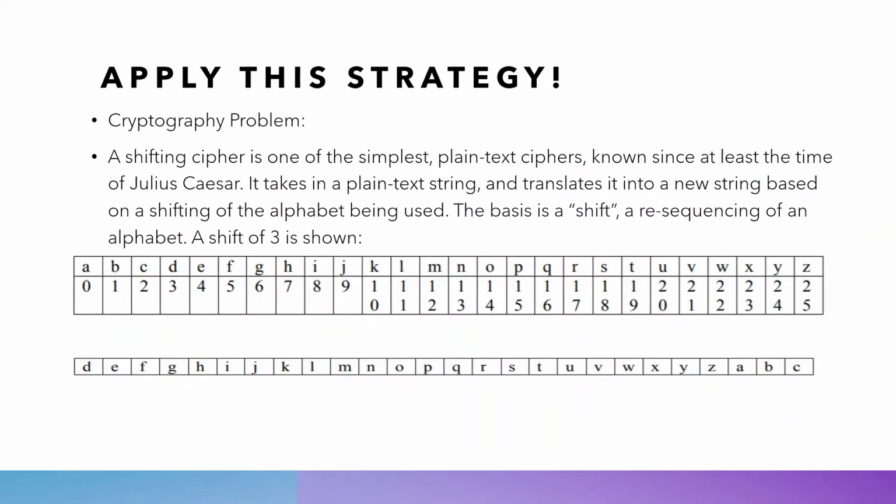Okay, this is the famous cryptography problem. It is common in most computer science courses, and let's read through it. So, a shifting cipher, also called a rotating cipher, if you've seen that before, is one of the simplest plain text ciphers. So it's going to encode and decode your messages essentially. Known since at least the time of Julius Caesar, it takes in a plain text string, any string, for example, A, B, C, D, right? And it's going to translate it into a new string based on a shifting of the alphabet being used.